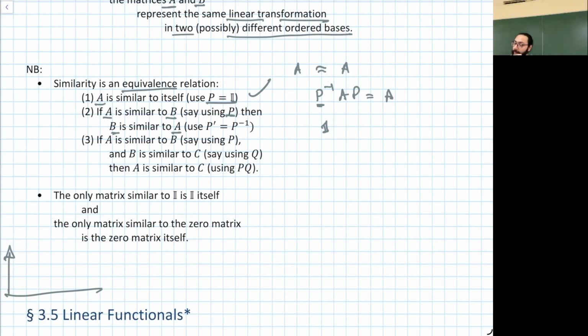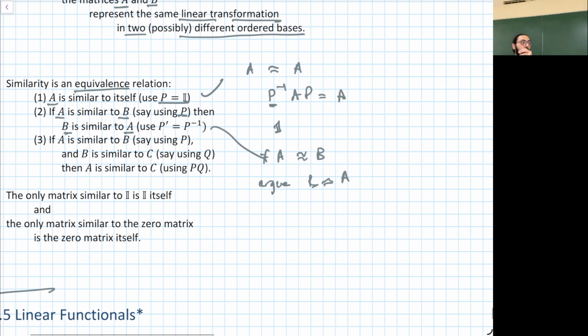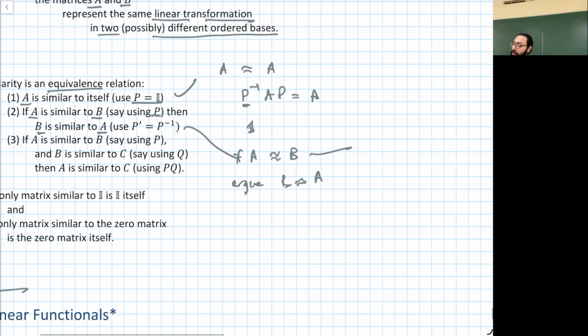Is that okay? Now, given that A is similar to B, we want to argue that B is similar to A. How will we do this? Any ideas? Exactly. Anyone else? How do you want to do it? Suppose that, so this means what? It means that A is the same as P inverse BP, where P is invertible. Now I want to argue that B is similar to A. How would I do it?